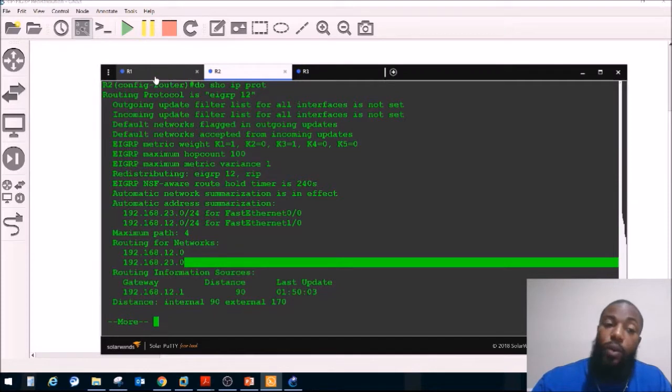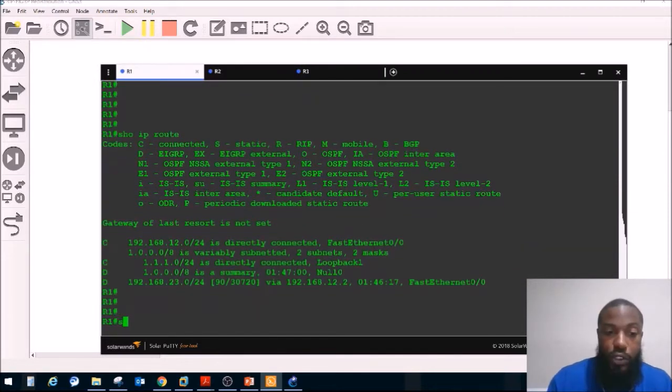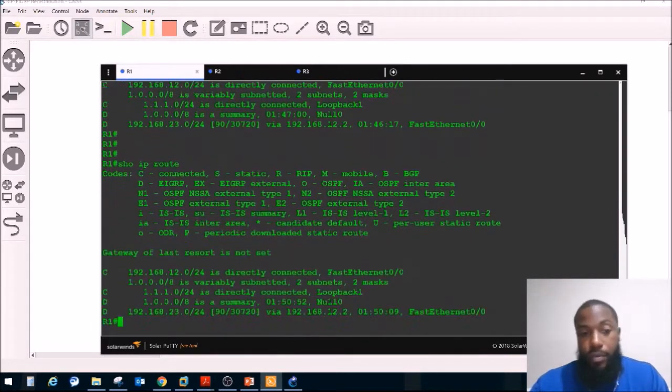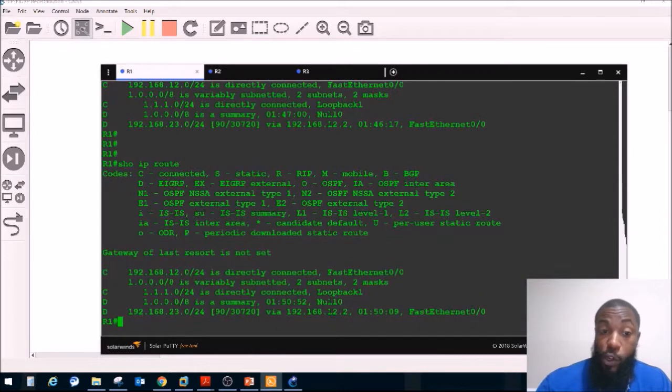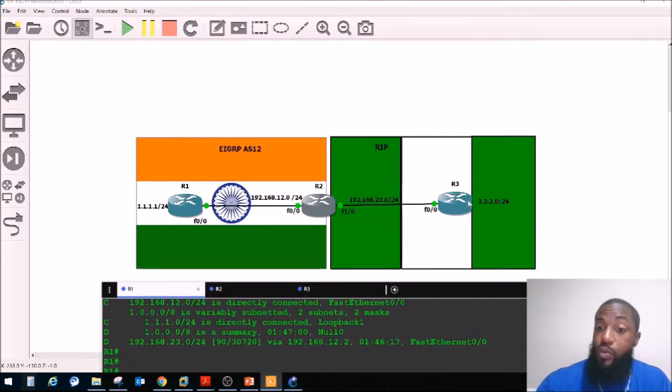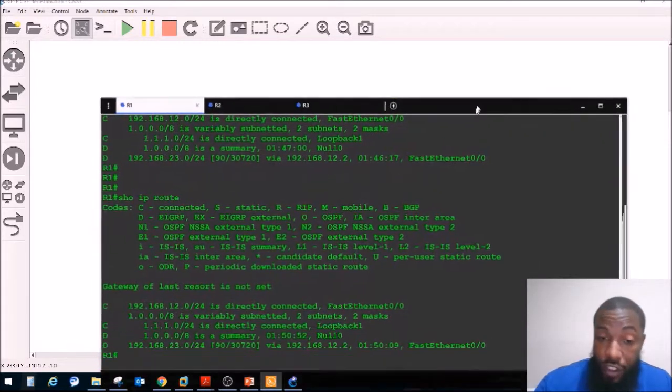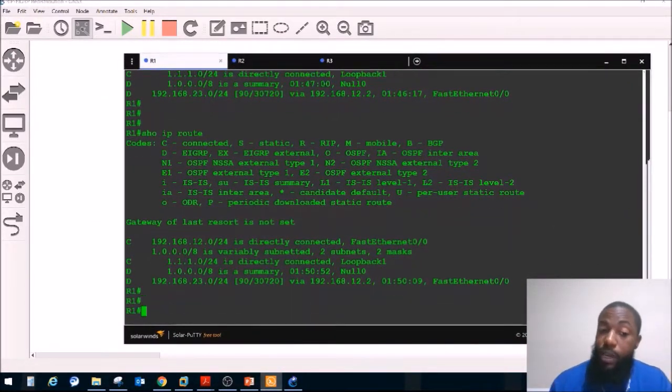Let's go ahead and see router 1 and see if he's learned that route so far. Show IP route. No, he does not know about the 3.0 network, but we showed that he is redistributing for RIP and EIGRP 12, right? You know why it didn't show up? Why did this 3.0 route not show up? Because we have to define the seed metric. Remember we talked about seed metrics, right?